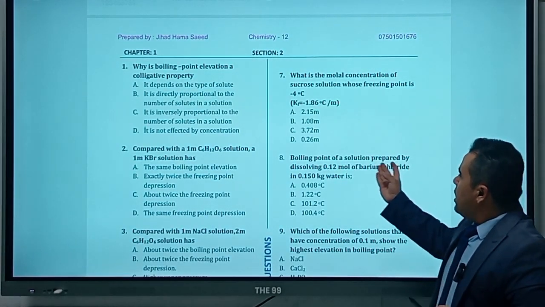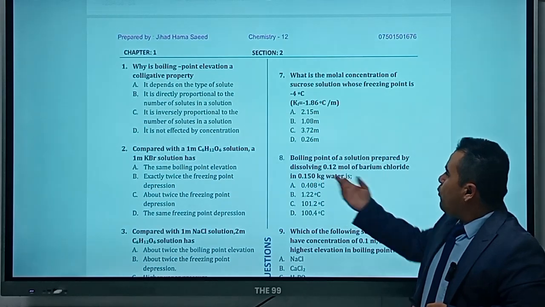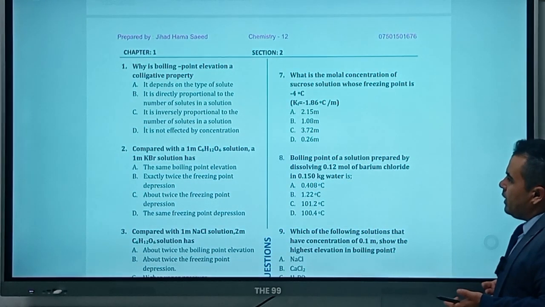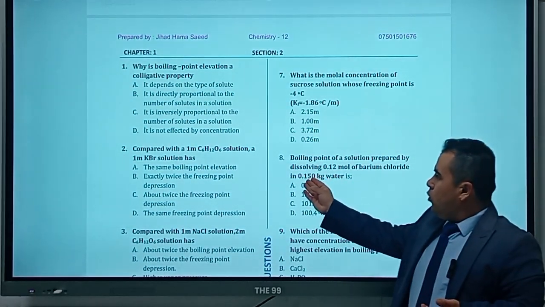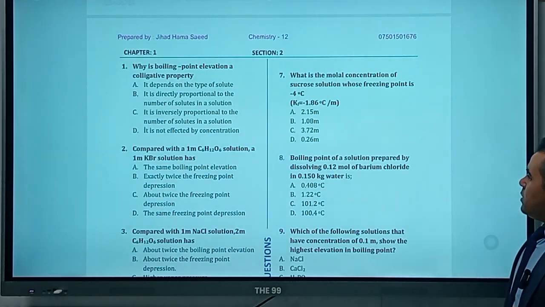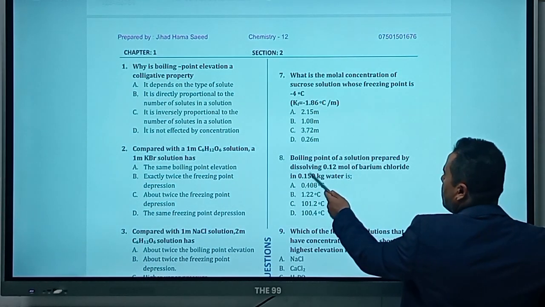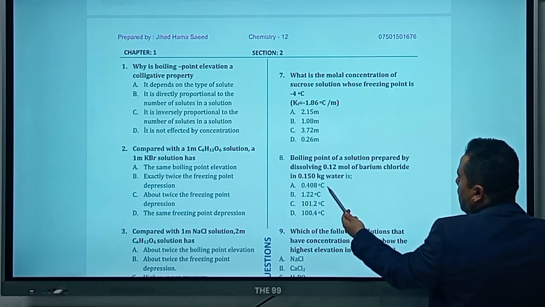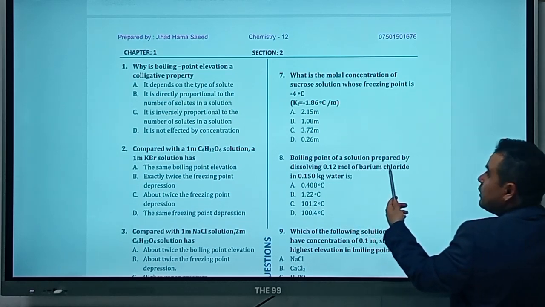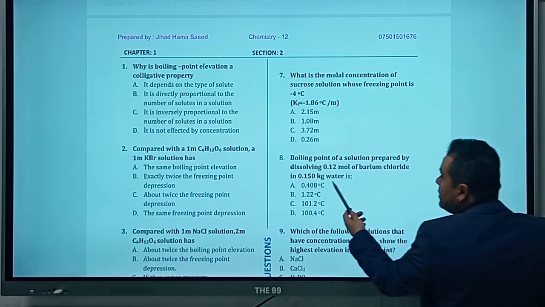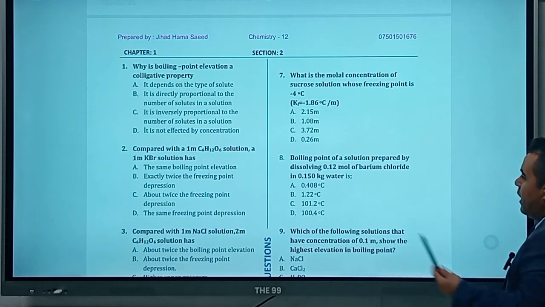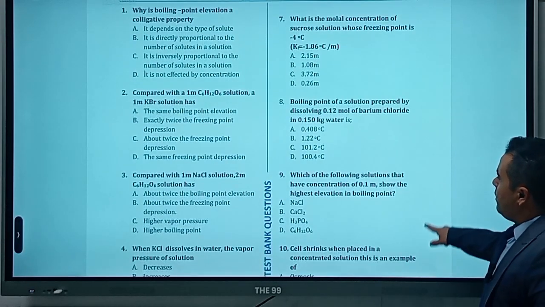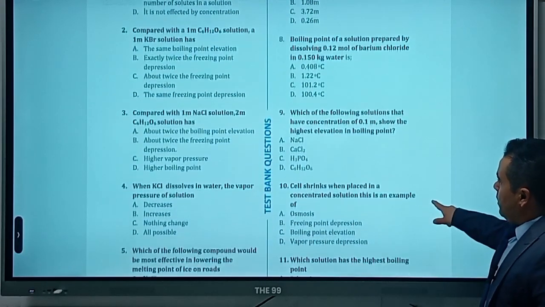Boiling point of a solution prepared by dissolving 0.12 mole of barium chloride in 0.15 kilograms of water. So divide the mole by the kilogram, you'll get the molality. Multiply the molality by the ion factor of barium chloride, which is 3, and 0.51, which is the Kb, you'll get the value.